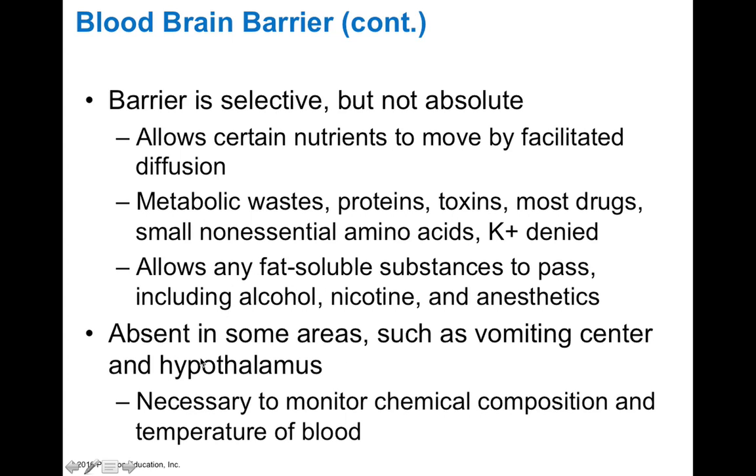Now, there are some parts of your brain that have a very thin or absent blood-brain barrier, and these are important because you need areas of your brain to monitor the chemical environment that's in your blood. And so you find this in places like the vomiting center of your hypothalamus. That way, if you have toxins in your blood, you can initiate a vomiting reflex to potentially clear out those toxins from your digestive tract.